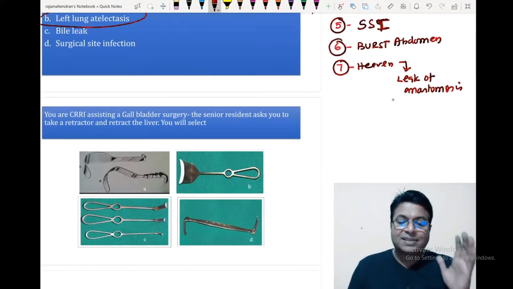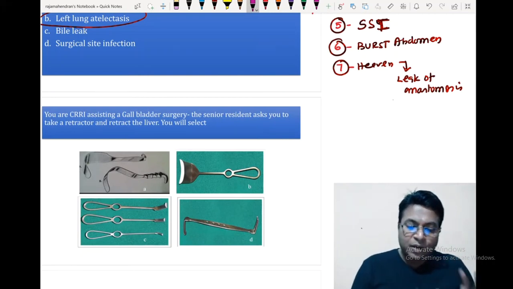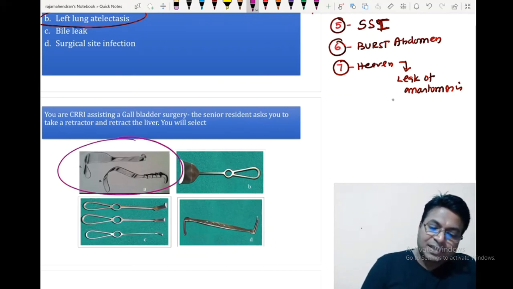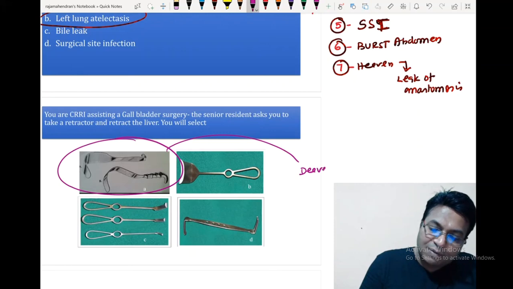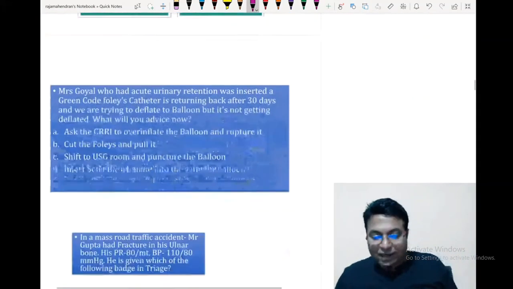The next question is a classical clinical question which you can get in the exam. You are a CRRI assisting a gallbladder surgery. The senior resident gives you a retractor and asks you to retract the liver. Which one will you select? A, B, C, D. The classical liver retractor is A, a Deaver retractor. So you will be using a Deaver retractor for retracting the liver.